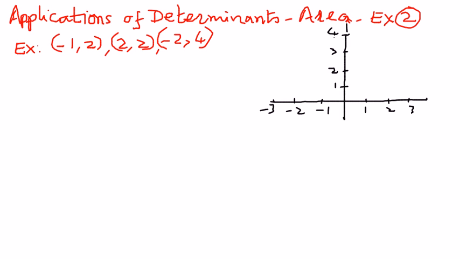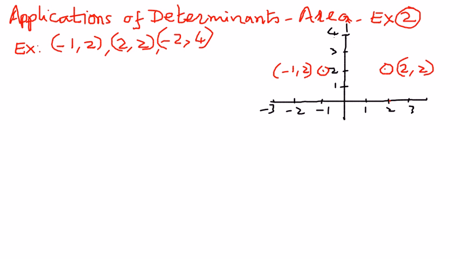And now let us identify where these 3 points are. -1, 2: -1 on the negative x-axis, and 2 units on the positive y-axis. So that is the point -1, 2. The second point we have here is 2, 2. 2 on the positive x-axis, and then we go up 2 units on the positive y-axis. So that point there is 2, 2.